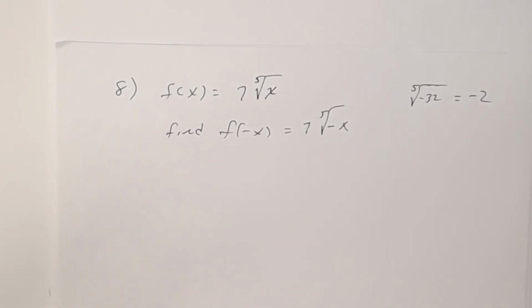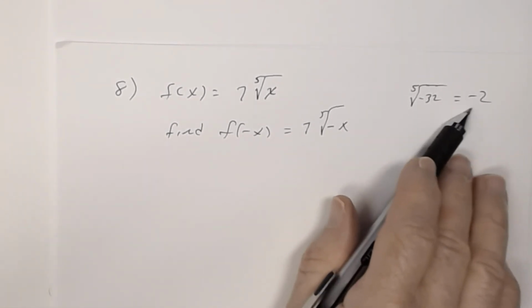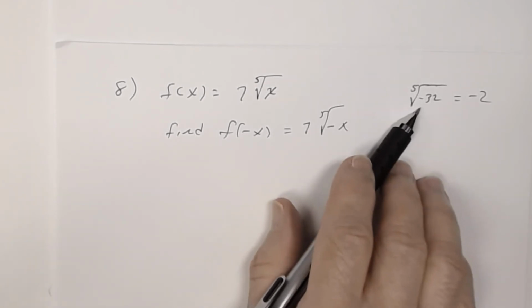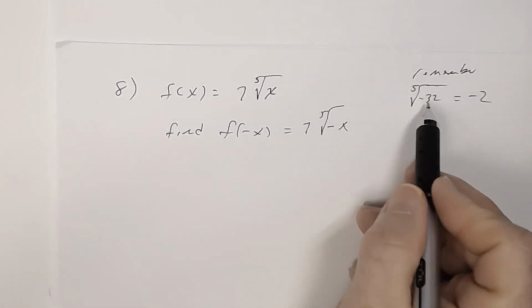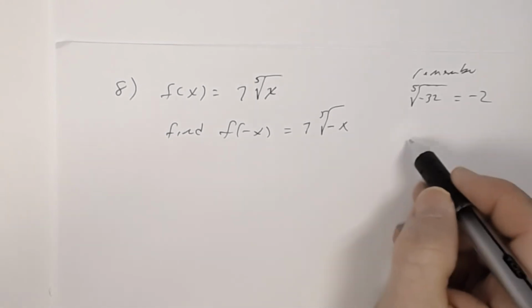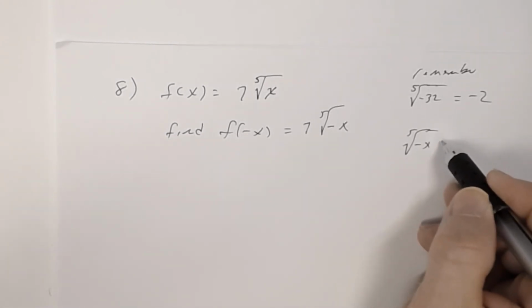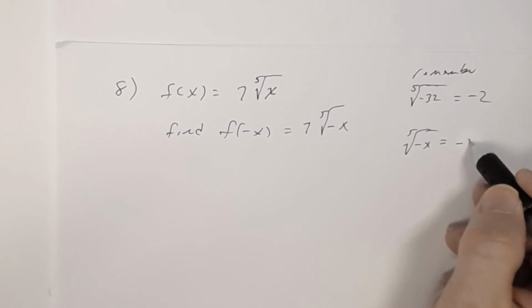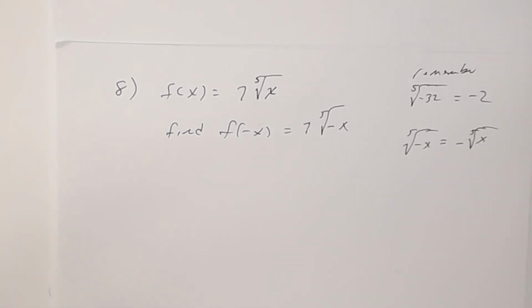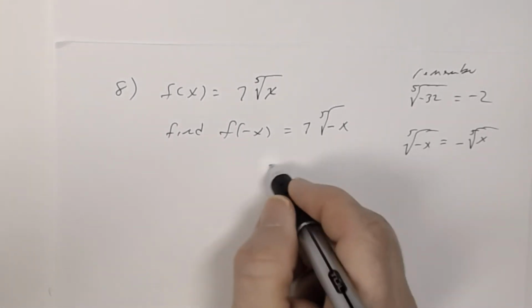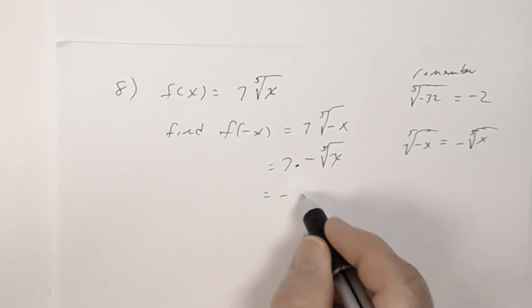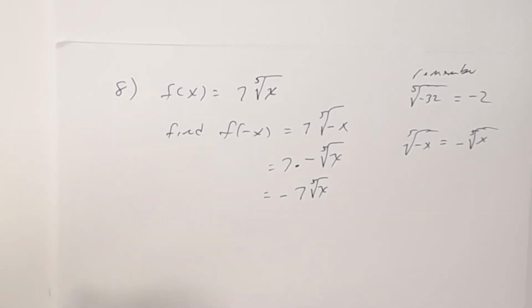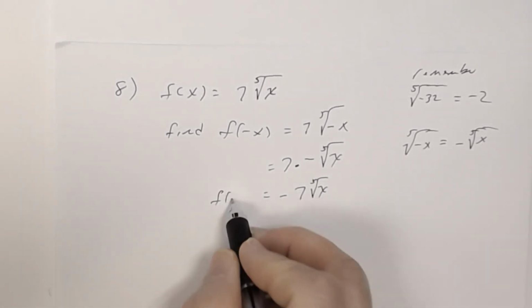Okay, so the odd root of a negative number is always negative. So that means that the fifth root of a negative x means the same thing as negative fifth root of x. Okay? That is the same thing as this. So that means I can write this as 7 times a negative fifth root of x, which becomes negative 7 fifth root of x. So I found f of negative x.